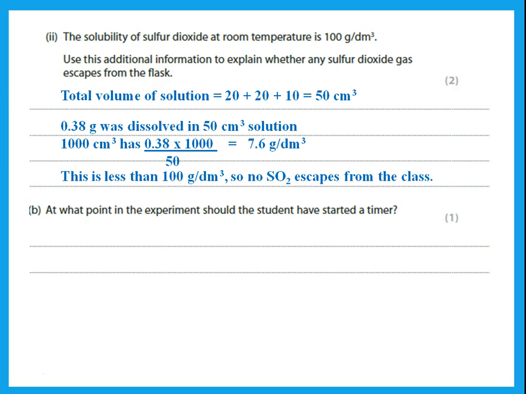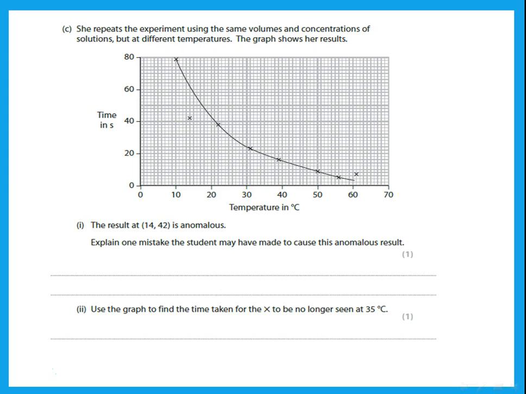Okay, at what point in the experiment should the student have started a timer? When should the student start a timer? We said we start the timer when we add the acid, because he had already added the thiosulfate and water. Once I start adding the acid, that's when I start the timer. She repeats the experiment using the same volumes and concentrations of solutions, but at different temperatures. The graph shows her results.